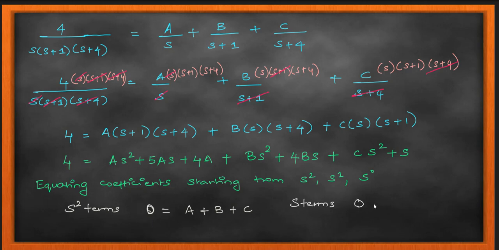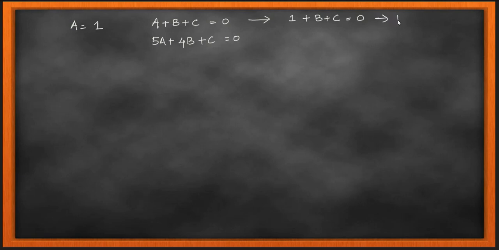So s square terms will be written like this: 0, because I don't have any s square terms on my left hand side. So 0 is equal to a plus b plus c. Then moving on to s to the power of 1 terms, I don't have any on the left hand side, but on the right hand side I have 5a, 4b and c. And for the s to the power of 0 term, I have only 1 on the left hand side, and that gives me a is equal to 1. So I have the other 2 equations now.